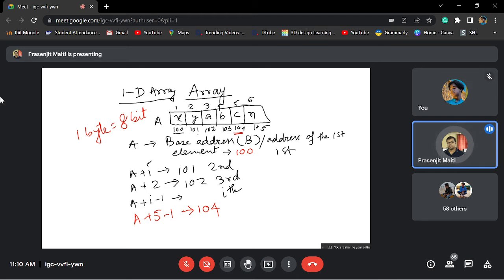So A is called the base address or first element address. Second element address is A plus 1. Third element address is A plus 2. The ith element address is A plus I minus 1. Do you have any question?